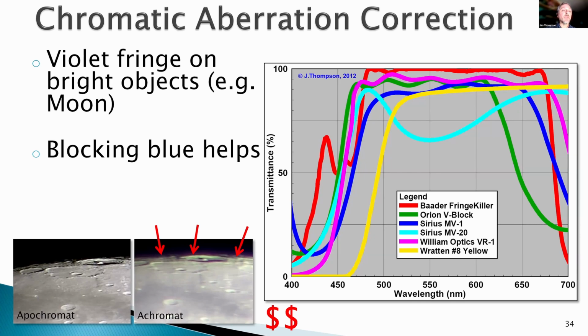Using a chromatic aberration correction filter, you should be prepared for the fact that your view will have a yellow color cast. Depending on your specific telescope, the increase in sharpness and contrast may be worth the false color.